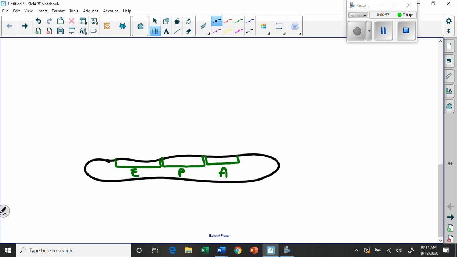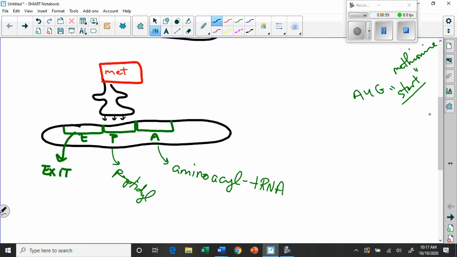I guess I should go back. It's not being held by the codon. It's being held in place by the larger subunit. The larger subunit is sort of around the back. Well, we'll get to that in a minute.